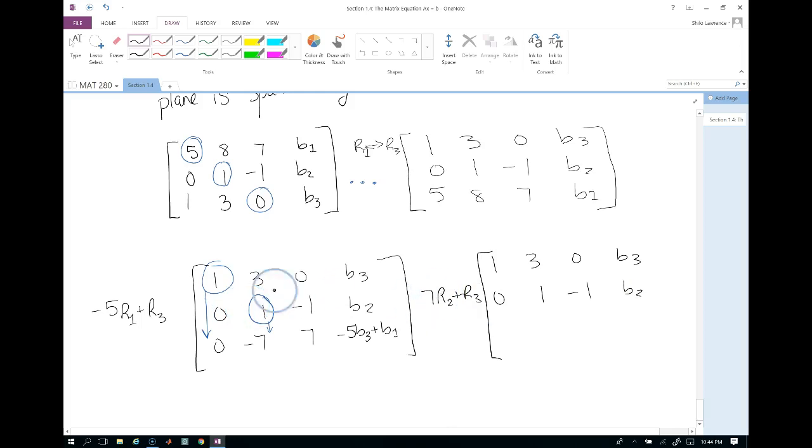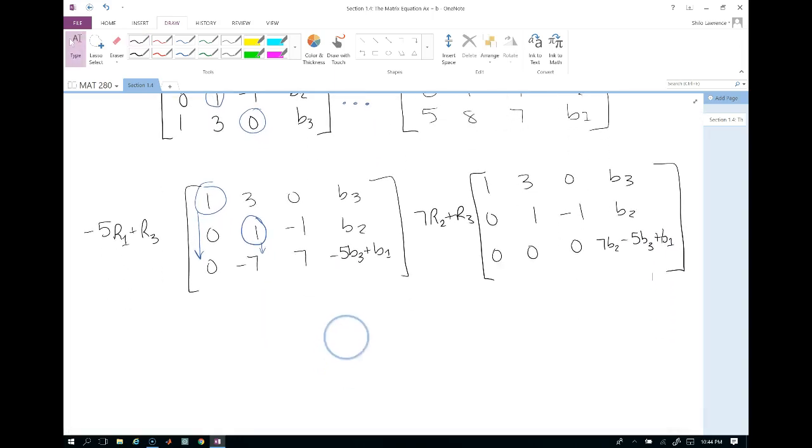So I'm going to end up with 7 times 0 plus 0. That's still 0. 7 plus negative 7 is 0. Negative 7 plus 7 is 0, and 7b2 plus all of that stuff. So that's 7b2 minus 5b3 plus b1. So this one was much easier, much quicker. And you look at your last row to see what's happening.